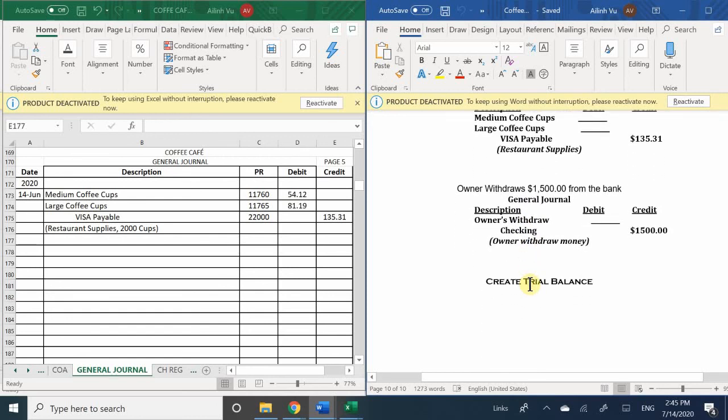So on the 14th, we did an owner's withdrawal for $1,500 from the bank, okay? Why did we do this? So we had cash for the store when it opened. No, we already did that. We already pulled out cash for the cash register.